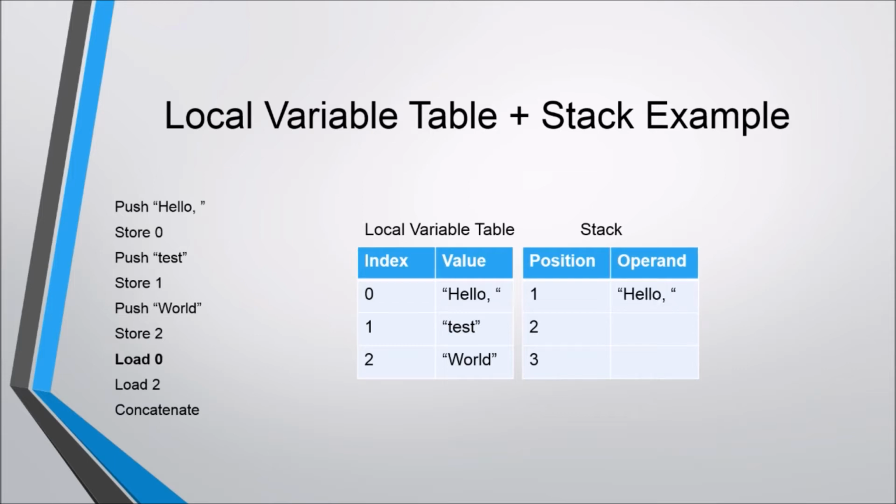Now I'm going to load 0. So what this does is it'll load the value from the local variable table in position 0. Also note that it doesn't remove it from the local variable table. The local variable table stays the same every single time. So if you load or store things from it, it doesn't remove it. Then I'll load 2. So it won't load test, it'll actually load world instead. So I'm just showing here how the indexes work. So I can load 0, then I can load 2, and I'll get the 2 strings hello and world. And then I can perform concatenate, which will concatenate hello and world.